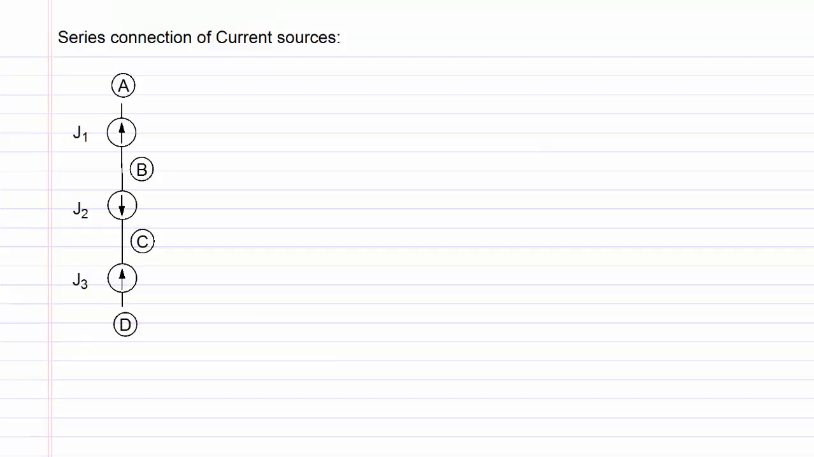We show three current sources connected in series. If we write the KCL at node B, then we have currents J1 and J2 leaving node B such that J1 plus J2 must be equal to 0, which implies that J1 is equal to minus J2. What this means is that the currents J1 and J2 cannot be arbitrary, and must have a very definite relationship between them to satisfy KCL at node B.